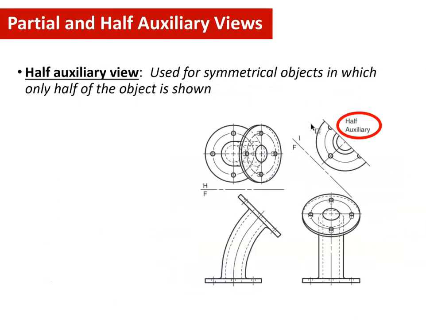So the next one would be half auxiliary view, which is used for symmetrical objects in which only half of the object is shown. For example, we have this end of, let's just call this a pipe. So you have this end of the pipe, and this pipe is fairly symmetrical, so you don't have to show all of the entire circle. So you just show half of it, and the person reading this, if you indicate it as half auxiliary, would know that you just have to mirror this, and you would get the actual dimension of your slanted side. Okay?